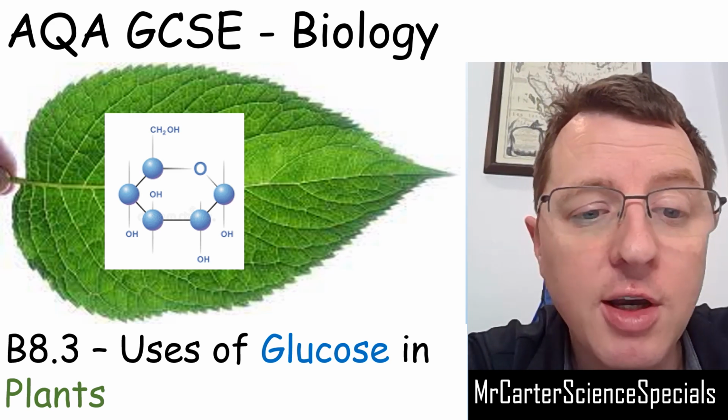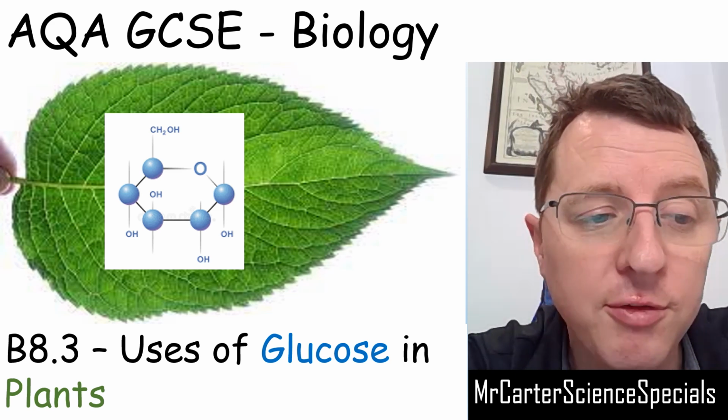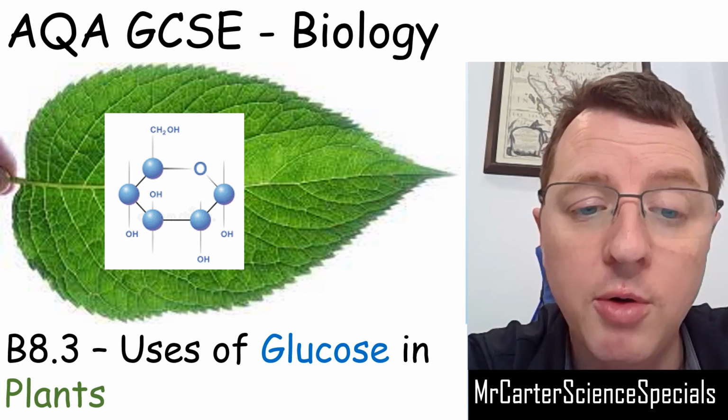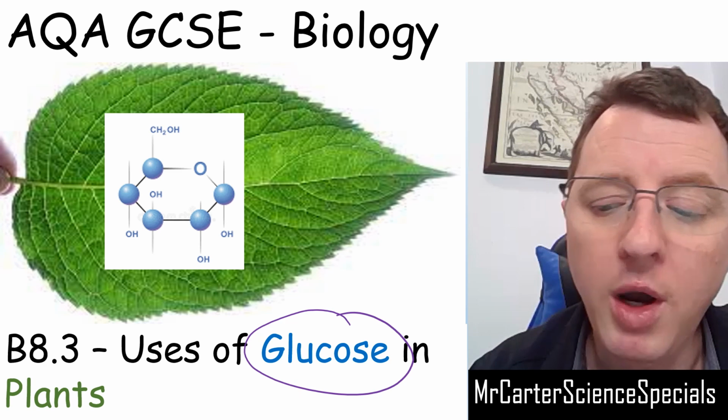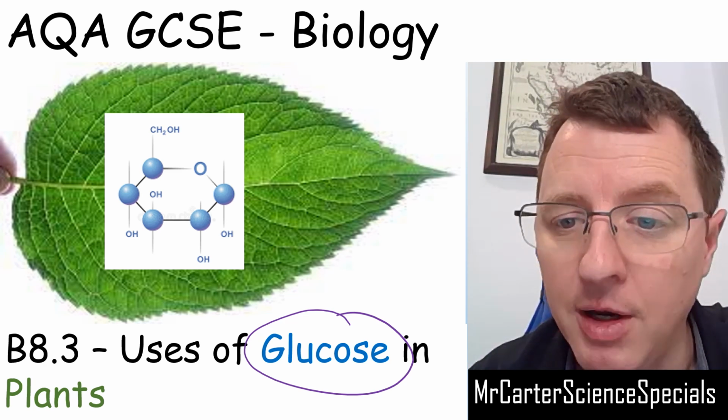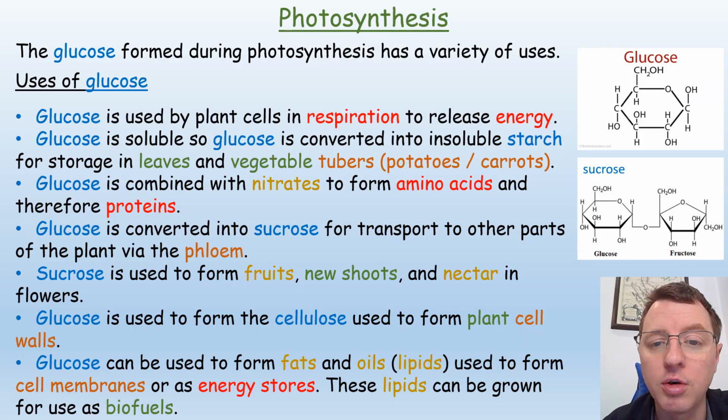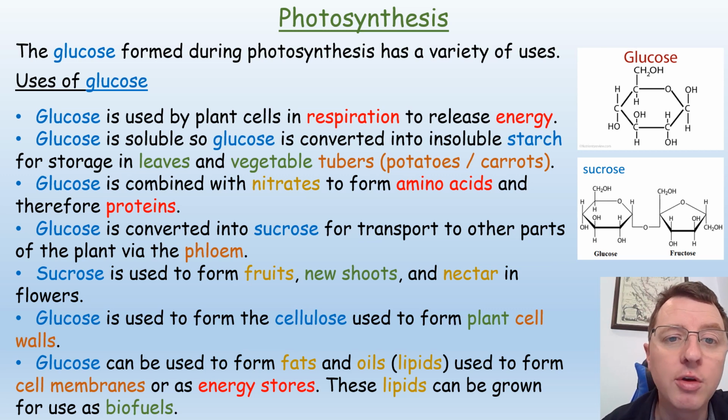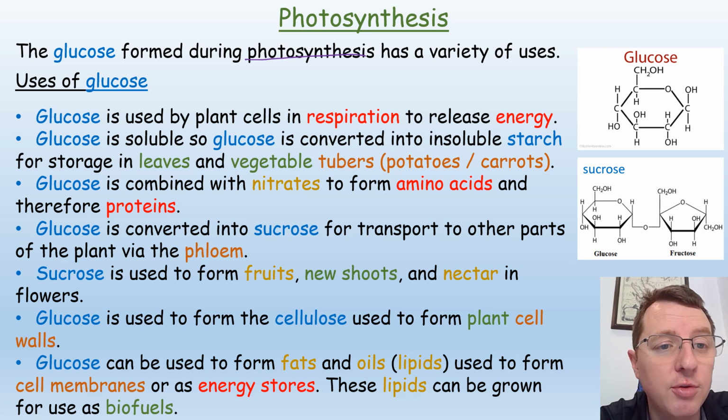In this video we'll be looking at the uses of glucose in plants. In my previous videos we've discussed photosynthesis and the fact that photosynthesis will produce glucose, but why is it that a plant wishes to have that glucose? What is it going to use the glucose for? Well, the glucose used and formed during photosynthesis has a variety of uses.